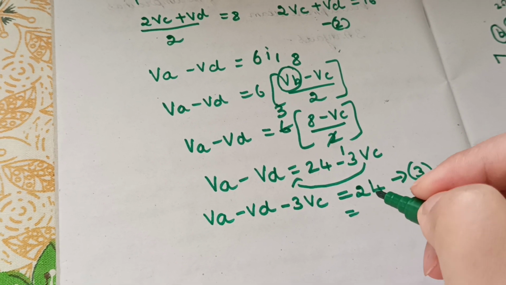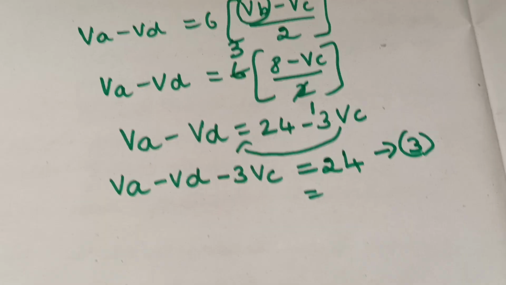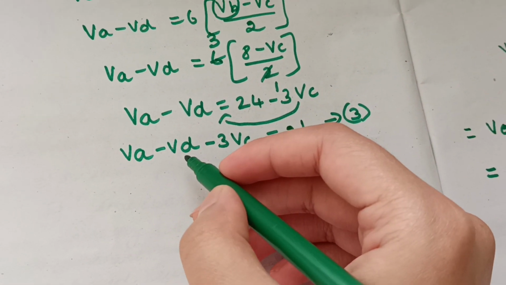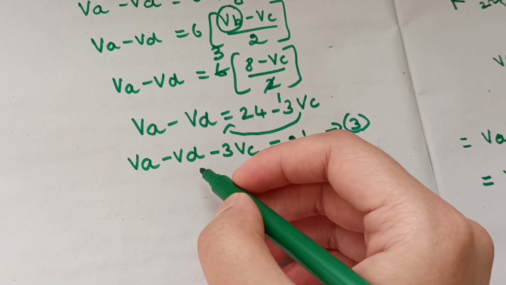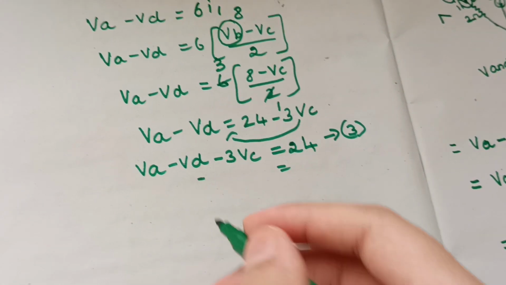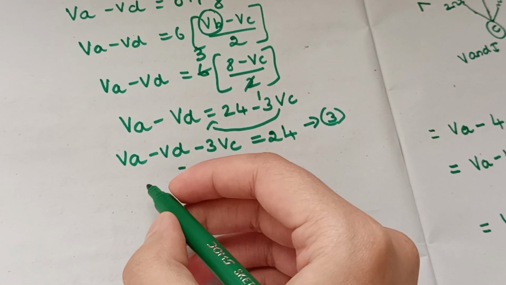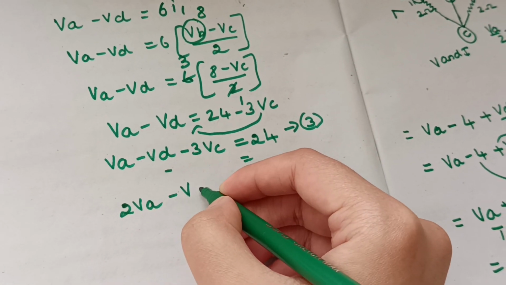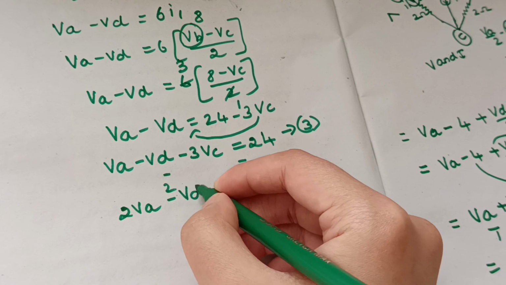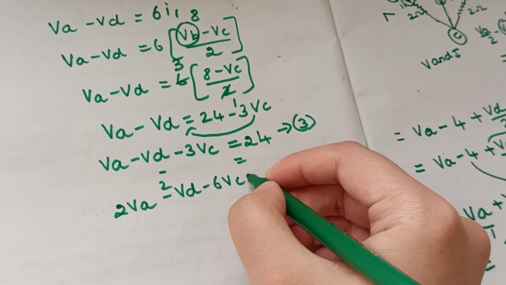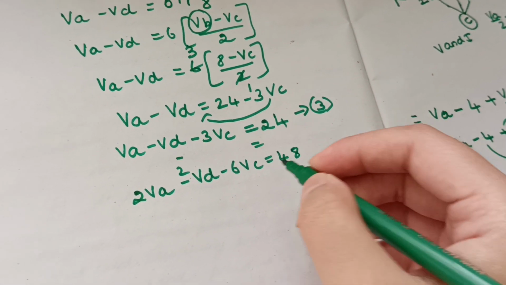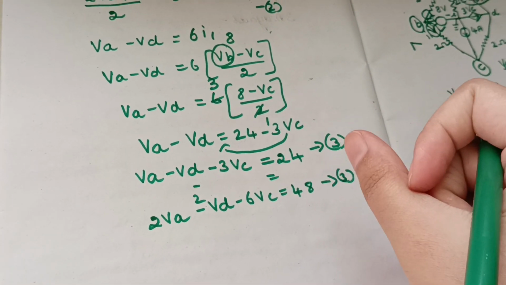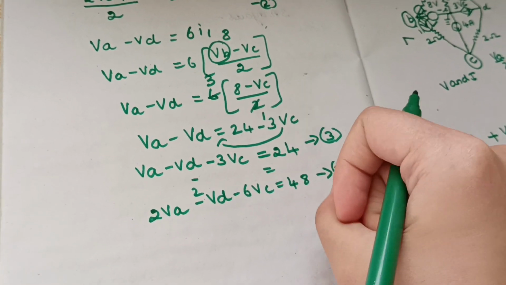Okay. So just a minute, students. So now we are trying to multiply this with what? We are trying to multiply this with 2. Fine. Okay. So let me multiply this with 2. So you get 2Va minus 2Vd minus 6Vc, which is equal to 48. Fine. So now this is my simplified equation number 3. I'll tell you why we multiplied this equation with 2.